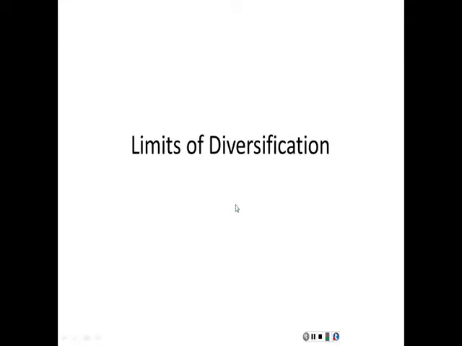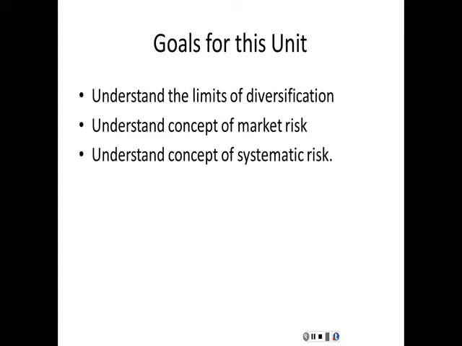So in the last few lectures we've talked about calculating return, and we've talked about calculating volatility. And we've talked about the idea of diversification, which was if I put multiple assets together, I can reduce the overall risk of a portfolio. Now this lecture discusses the limits of building a portfolio, the limits of diversification, in other words. So our goal here is to understand that limit and then describe market risk, systematic risk, diversifiable risk.